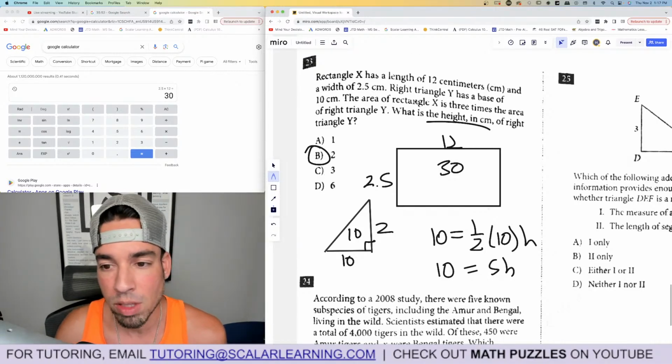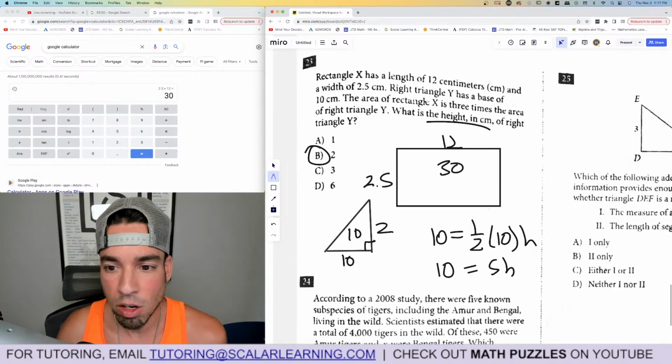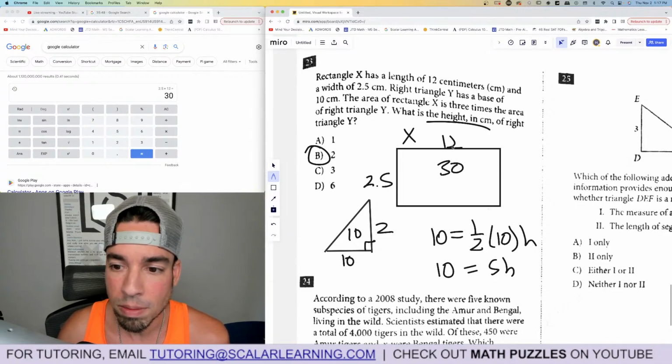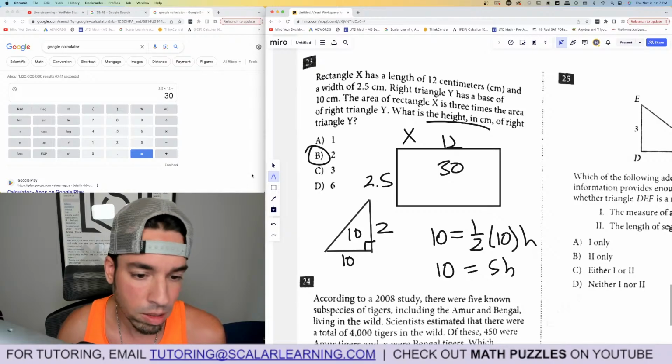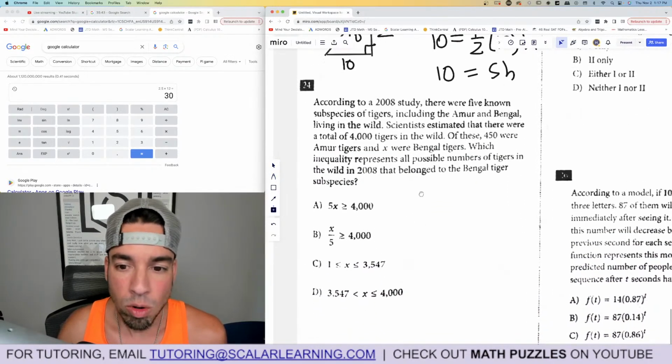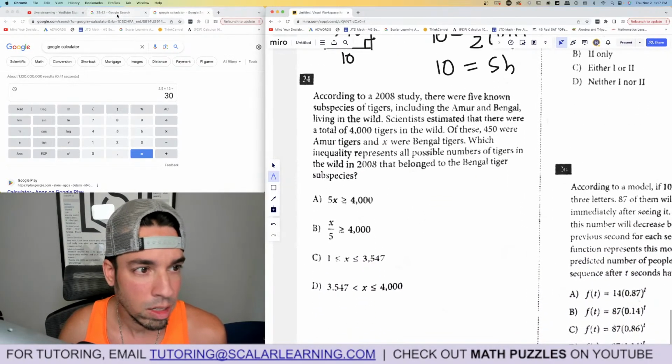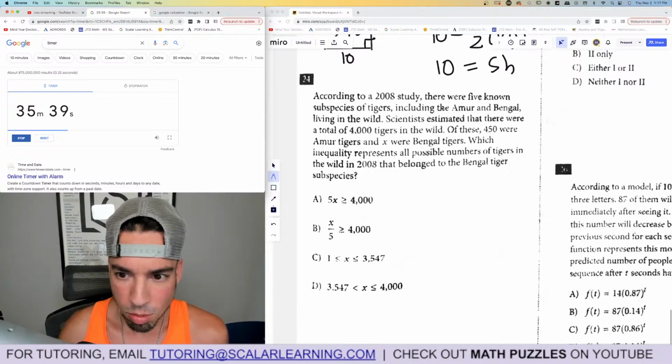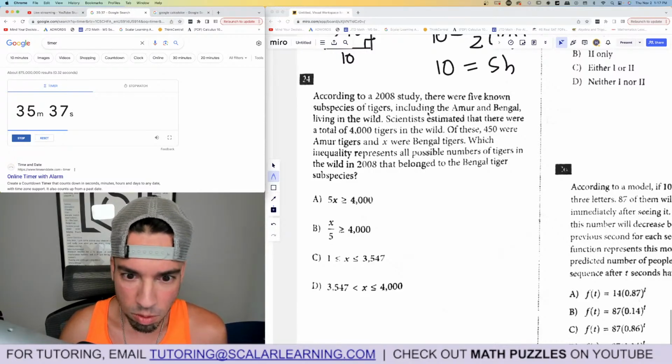Let me just make sure I read everything right. Right triangle Y is a base of 10. The area of rectangle X, which is this guy, so that's 30. Yeah, it's got to be right. Boom, done. 24.